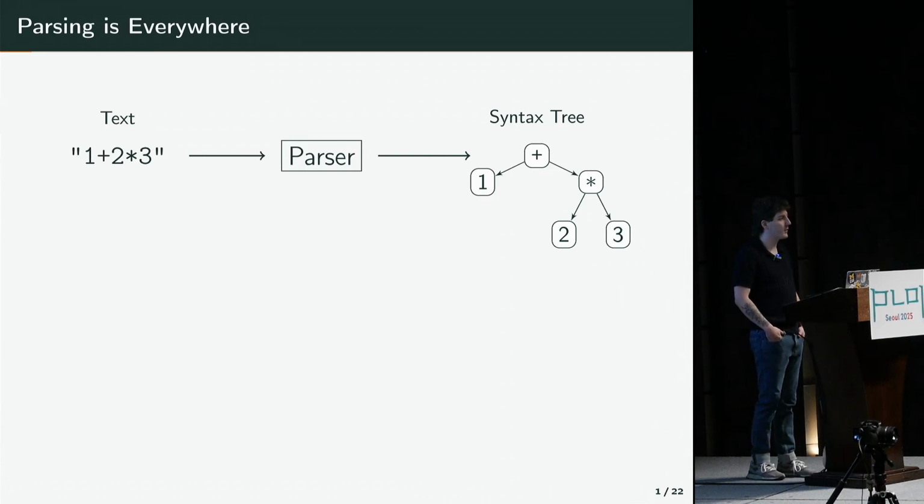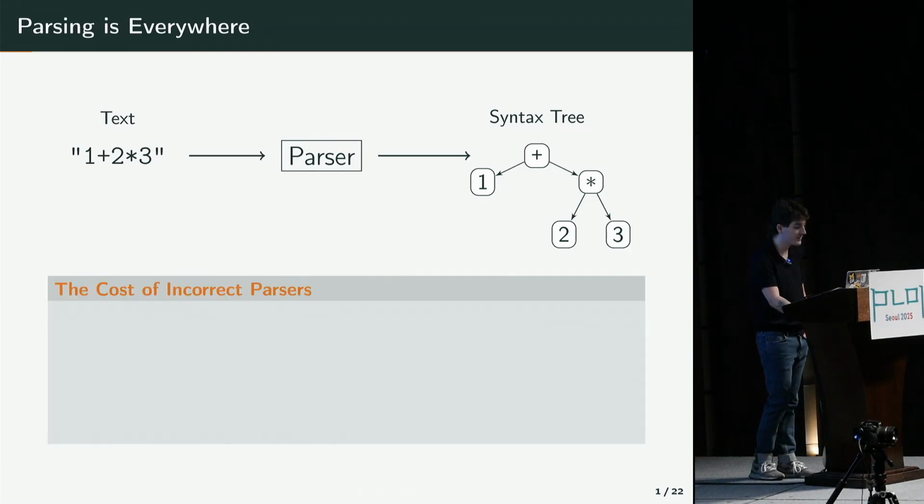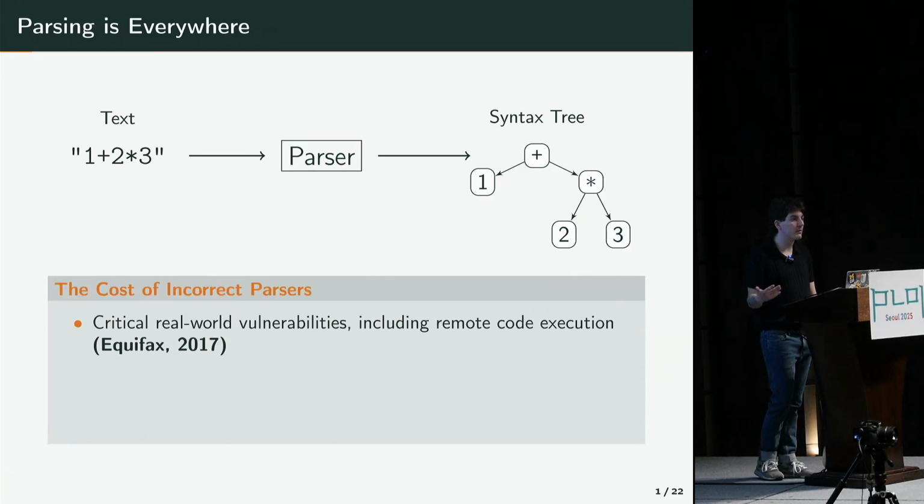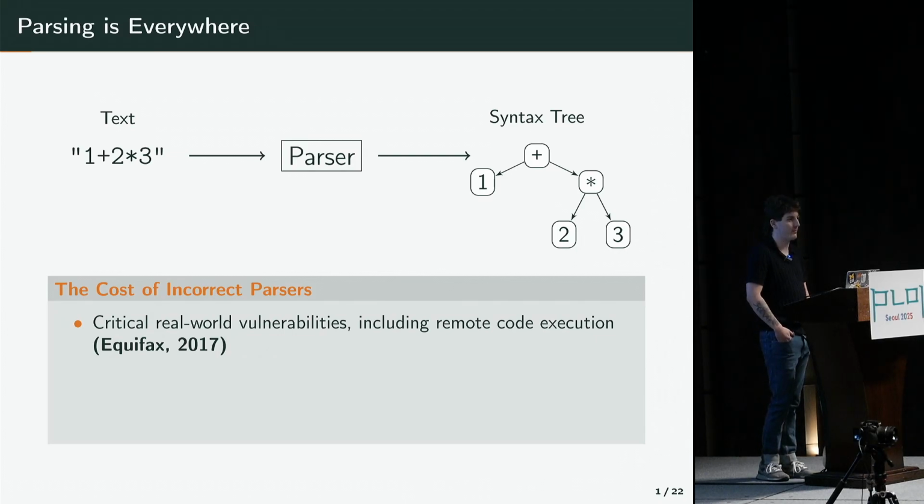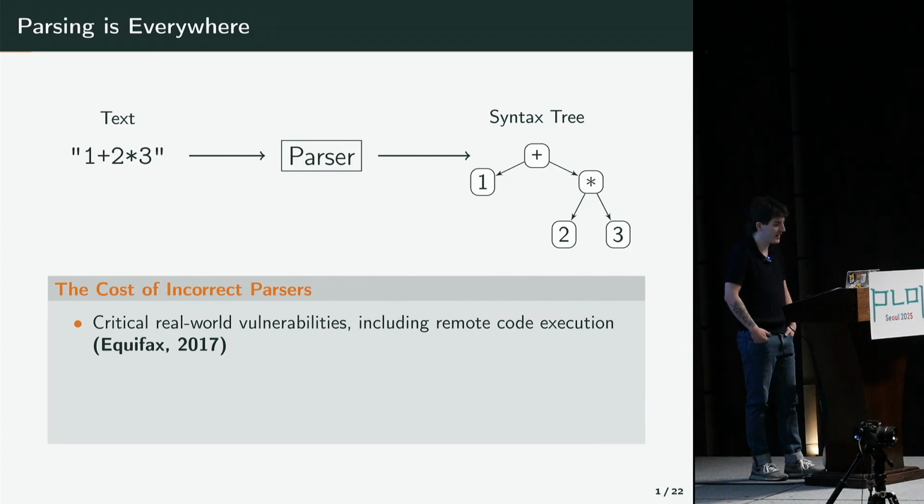Despite what people might frequently say, parsing is not a solved problem, and the cost of insecure parsers can be quite severe. For instance, many critical real-world vulnerabilities arise as parsing vulnerabilities, including the Equifax hack from 2017, which leaked the financial data of 150 million Americans, probably like a third of the Americans in this room.